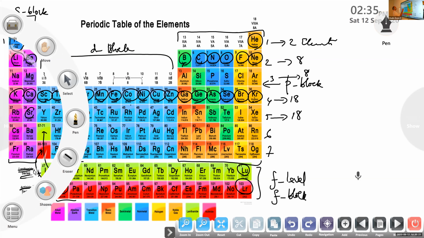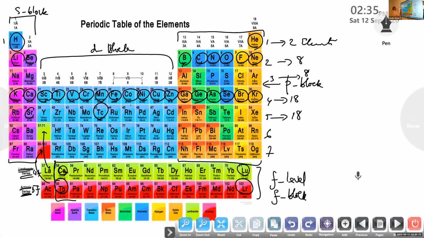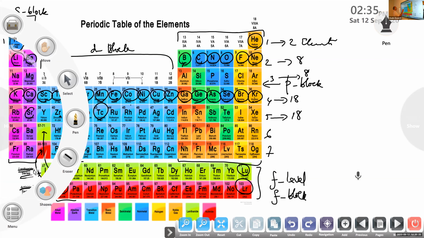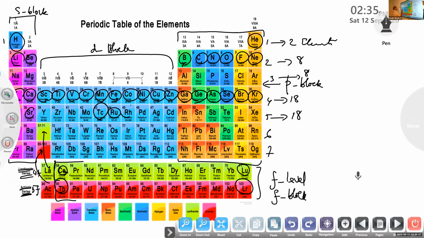Okay, you come to this. The 18 elements are from rubidium, ending with xenon. So first period 2 elements, second period 8, third period 8, fourth 18, fifth 18.